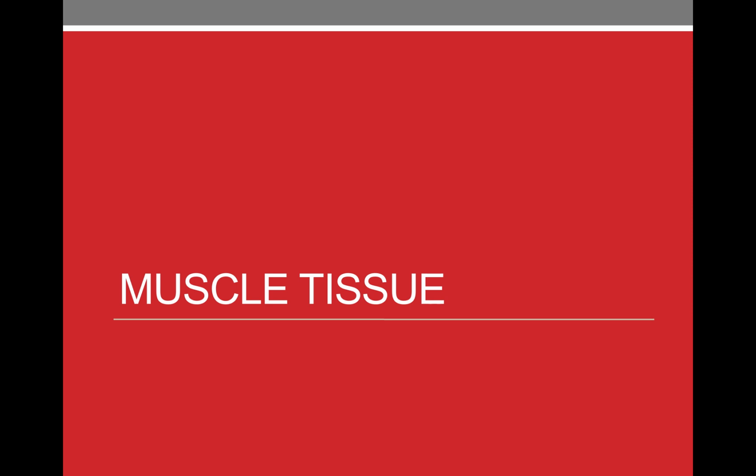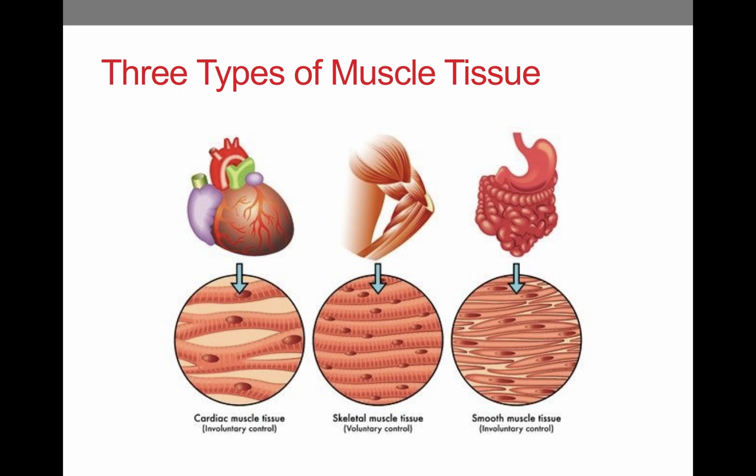Muscle tissue is perhaps one of the more straightforward types of tissue because it's one that most people have heard of before. There are three types of muscle tissue: cardiac, skeletal, and smooth. And while they each have different functions and different structures, they do all have similarities.